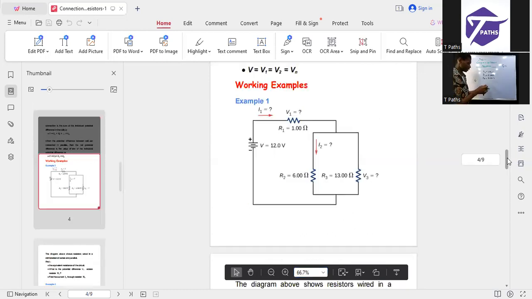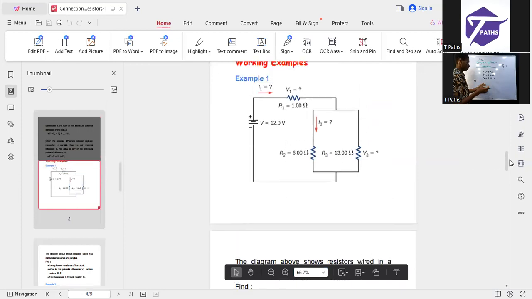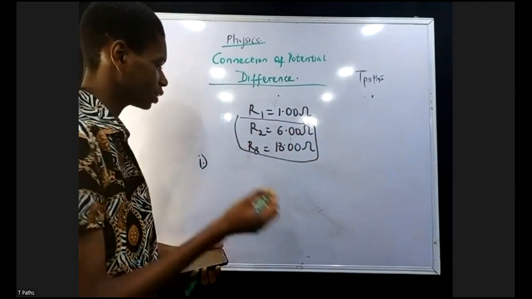Back to the diagram, I can see my R2 and R3 are connected in parallel. So I'll find the equivalent resistance first of R2 and R3, and then the value I get, I'll add it to the resistance of R1. So that's my equivalent resistance. Firstly, I want to find the equivalent resistance of R2 and R3.